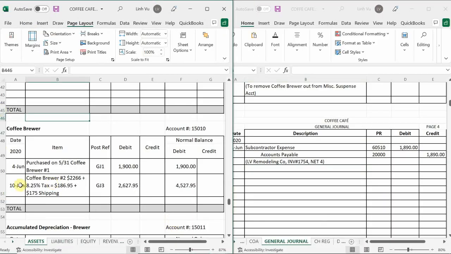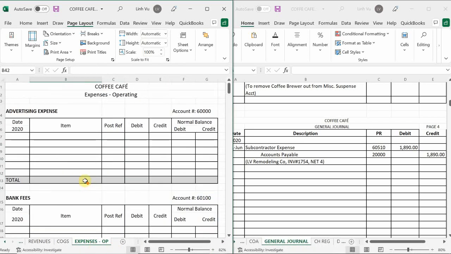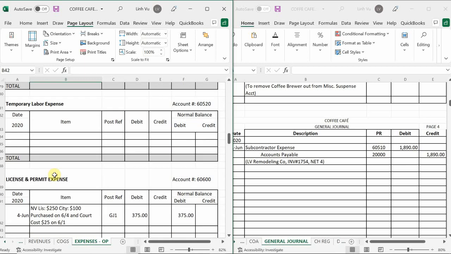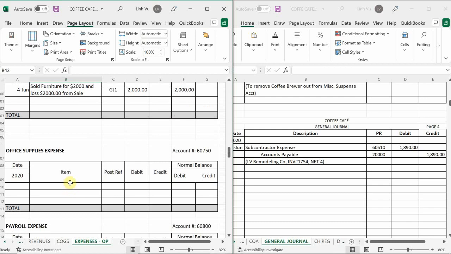So in this case, starting with expenses, this is a labor expense. Interest, labor, subcontractor expense. There you go.